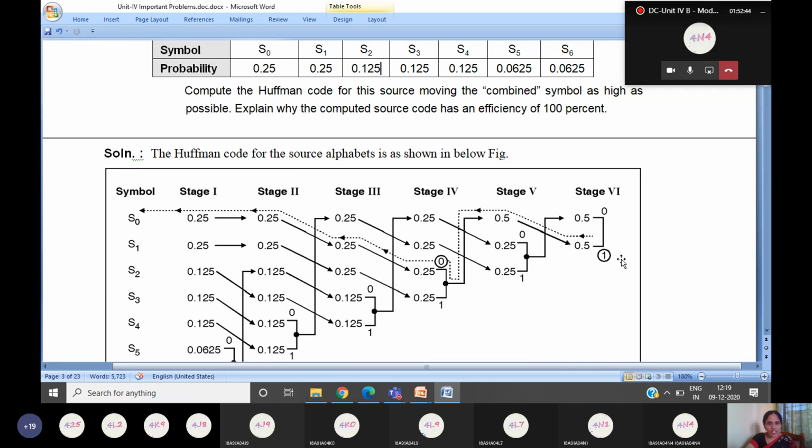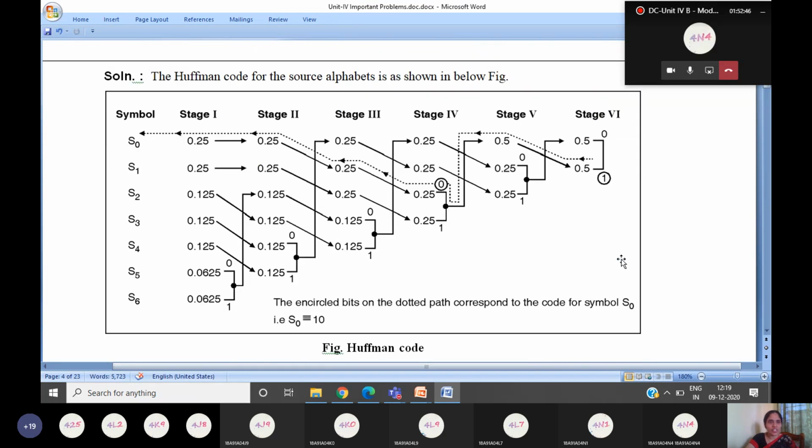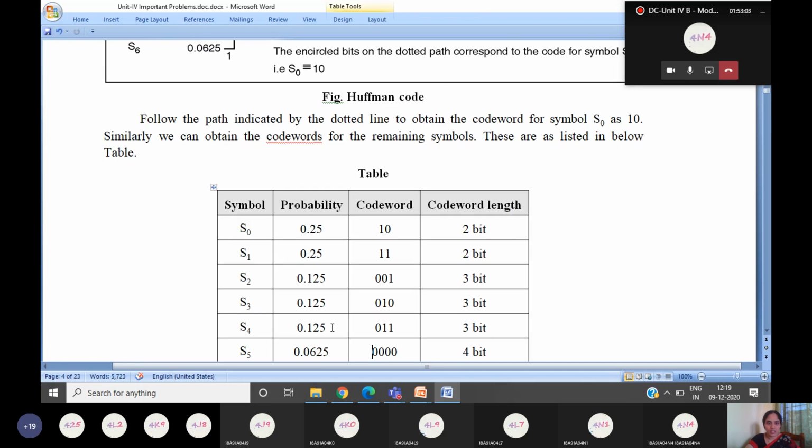Similarly for S1, can anyone of you tell me what is the code word for S1? Observe the path of S1 in the reverse direction. This is 1. Next, this is 1. That's all. 1, 1. So the S1 code word will be 1, 1. Please check that. This is 1, 1.